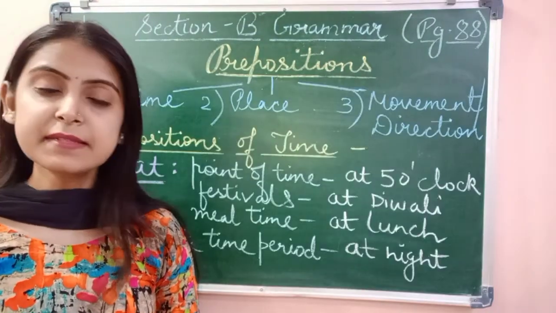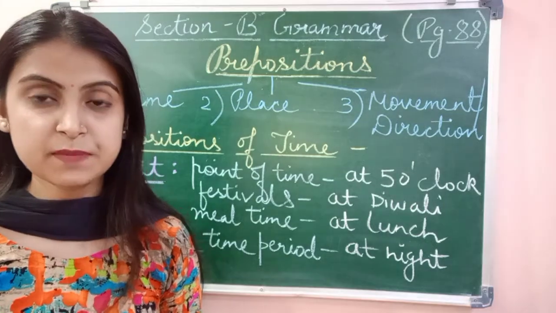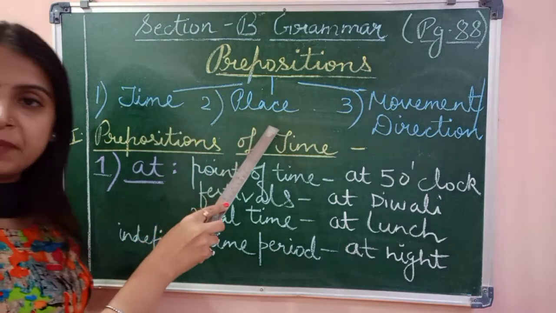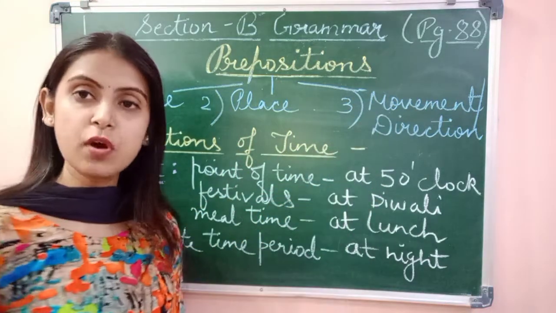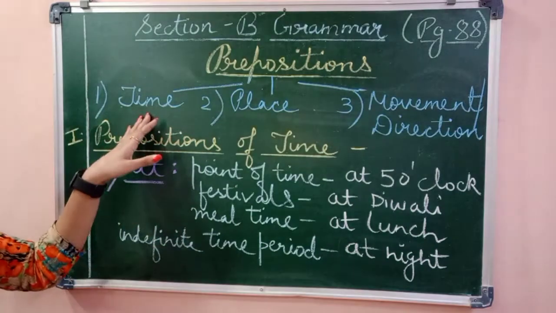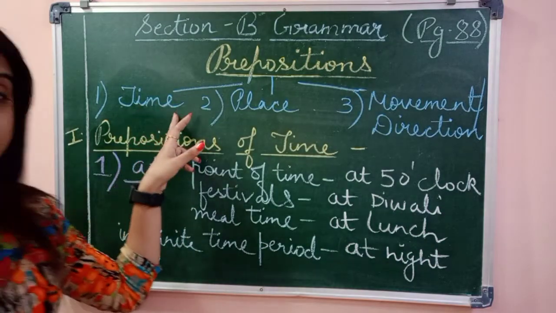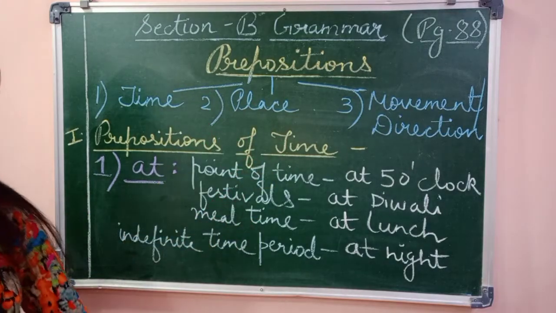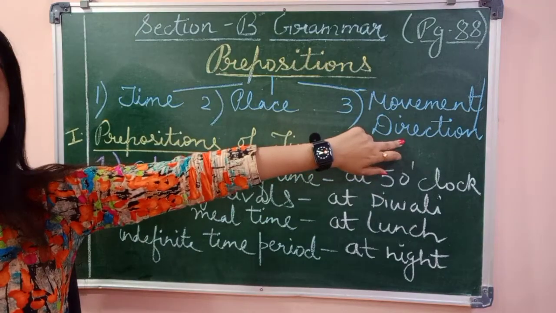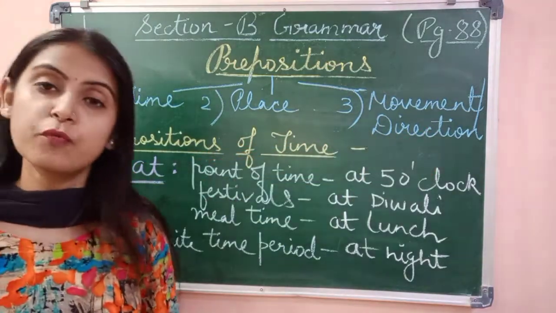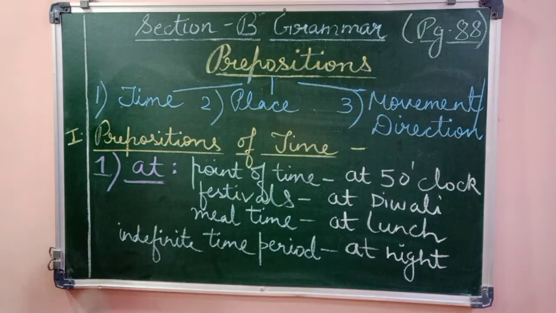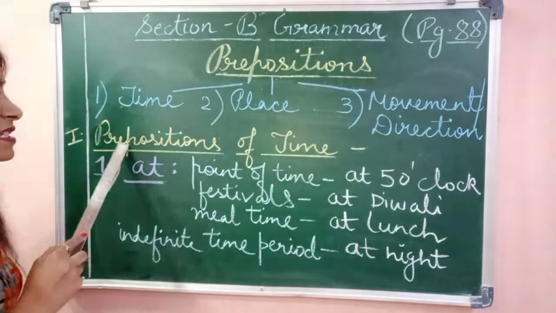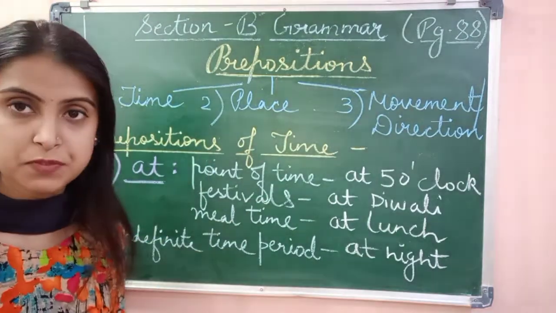Now children, let us talk about types of prepositions. There are 3 types of prepositions: preposition of time, preposition of place, and preposition of movement or direction. Prepositions of time connect words with respect to time. Preposition of place connect words with respect to place, and preposition of movement connect words with respect to movement or direction. Right. Now we are going to study all these 3 types of preposition. Let us begin with prepositions of time first.